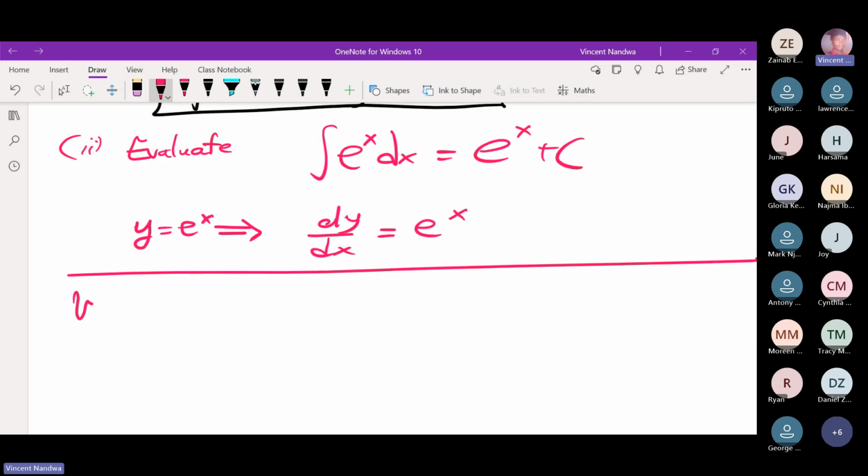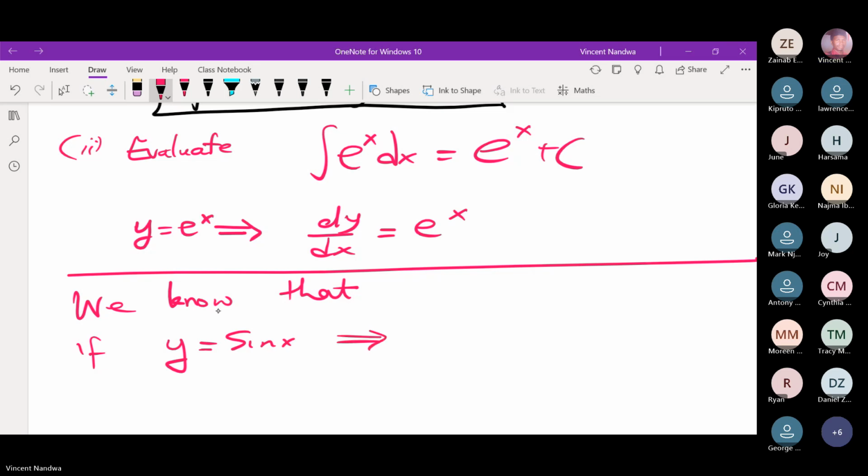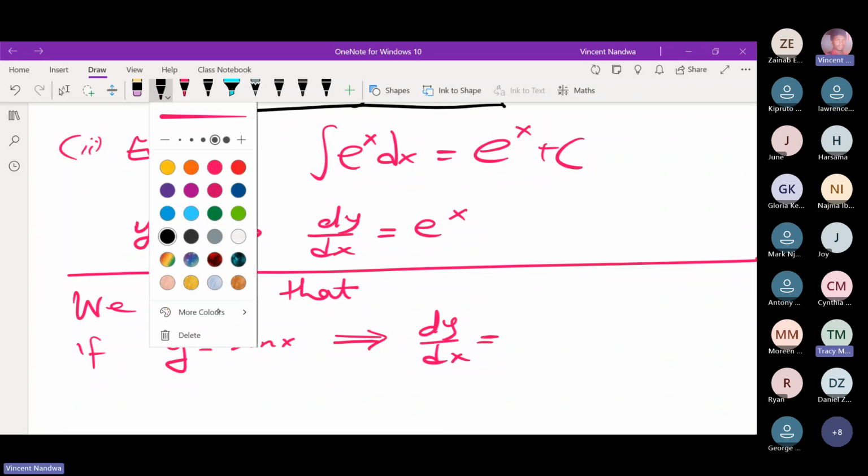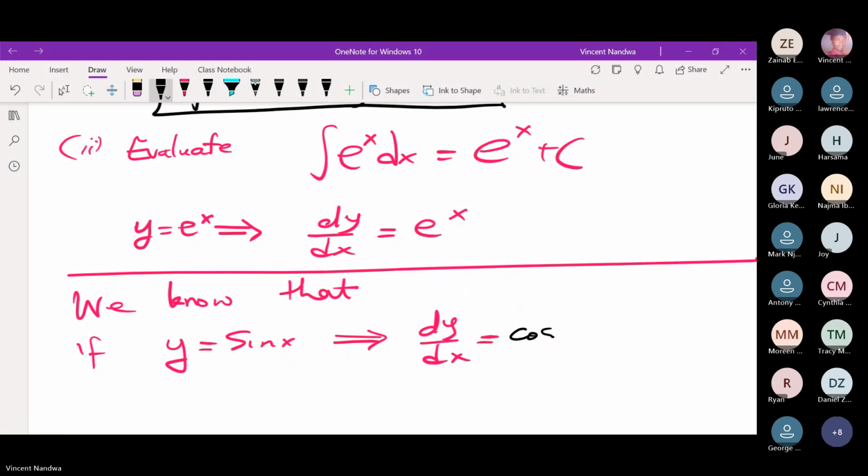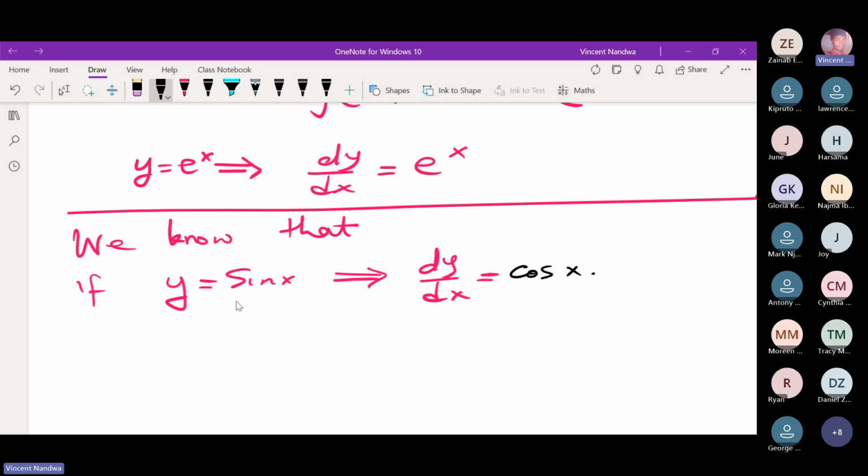So we know that if y is given by sine x, then dy dx is given by cos x. You differentiate the sine function, you get cos x. Before that, for a derivative you don't add c.